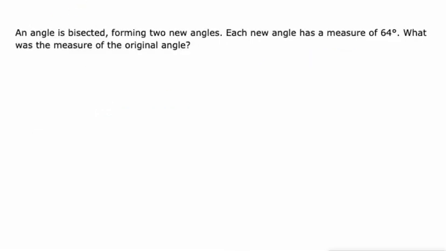An angle is bisected, forming two new angles. Each angle has a measure of 64. What's the measure of the original angle? Well, it would just be 64 degrees for each one, times 2, which would be 128 degrees for the original angle that was bisected to create the two 64-degree angles.